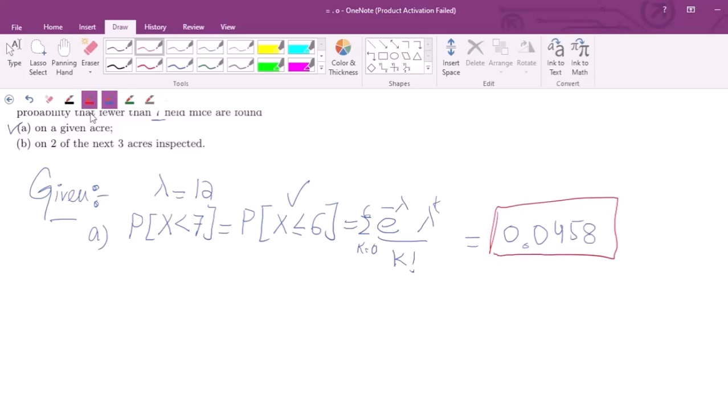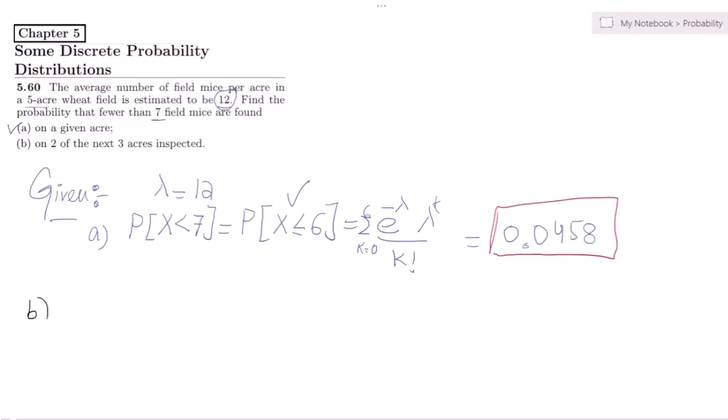Let me move to part B of my question. In part B, we are asked to find, on 2 of the next 3 acres inspected, what is the probability that fewer than 7 field mice are found.